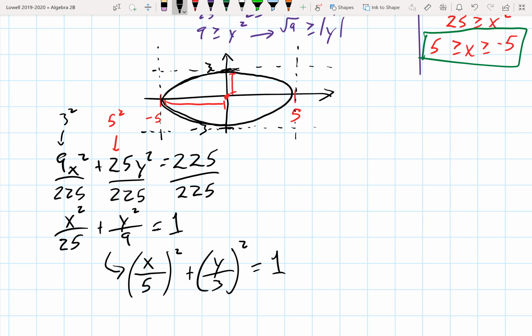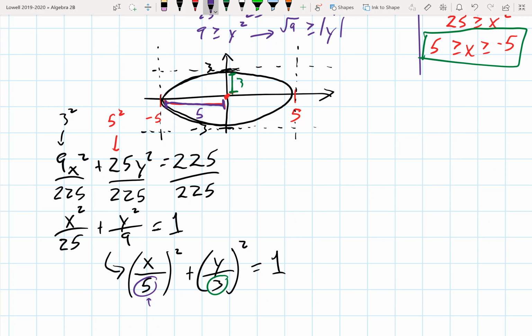equals 1. The reason this is nice now is because if we look back at the original, the distance from the center vertically, in the y direction, was 3. And that's where we can see the 3 here now. Similarly, the x distance from the center was 5, and that's where we can see the 5 underneath the x. We're going to call these the quote-unquote x radius and y radius. We're still using the term radius because ellipses are not super different than circles.